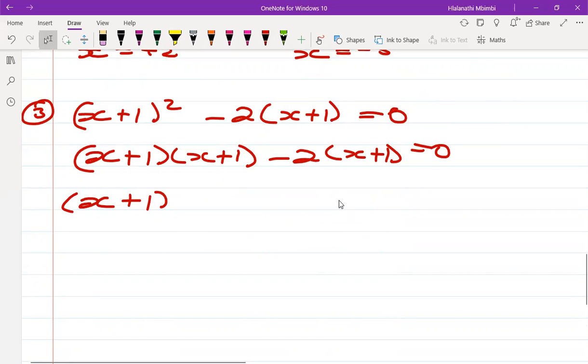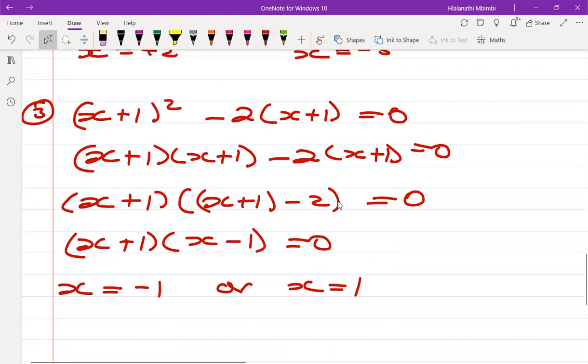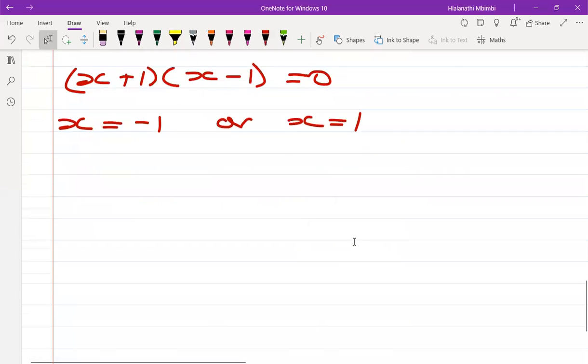After taking x plus 1 as a common factor, you will be left with x plus 1, minus 2. Are we happy? That would be equal to 0. Then you'll be left with x plus 1 and then x minus 1, equal to 0. So your x will either be -1 or your x would be 1. Right. Yes, sir. Got it. Okay, cool. That's the first case, where you have to deal with factors. And I will give you homework.